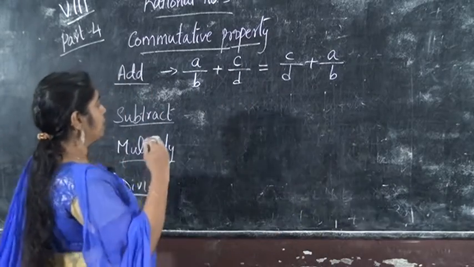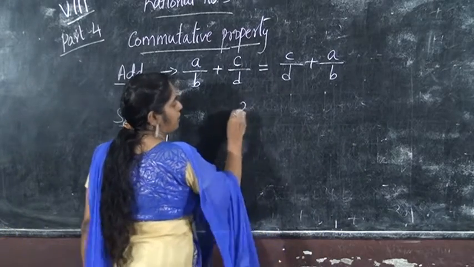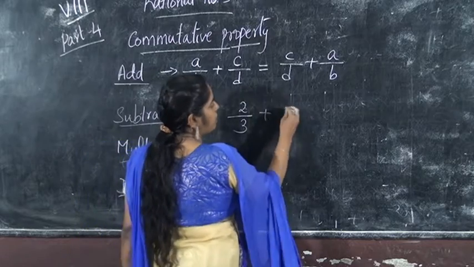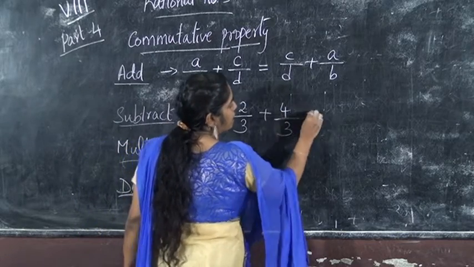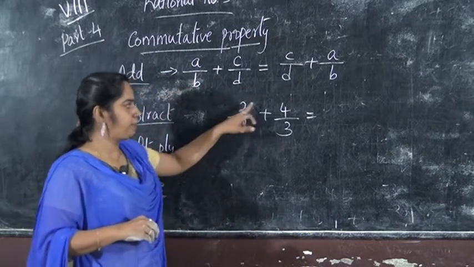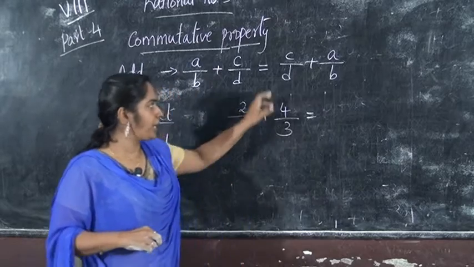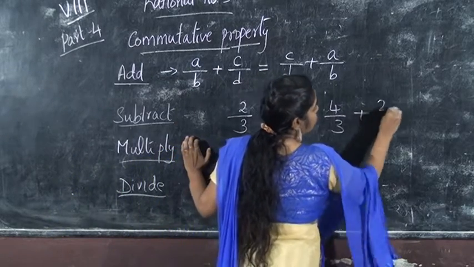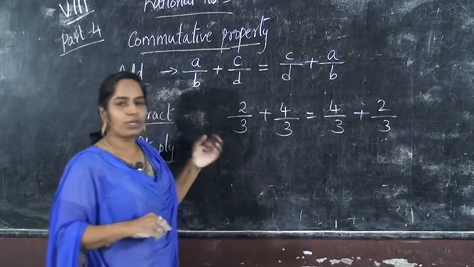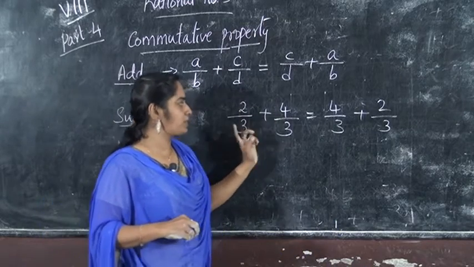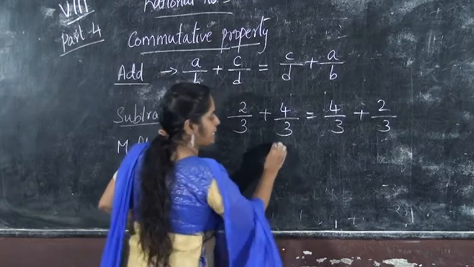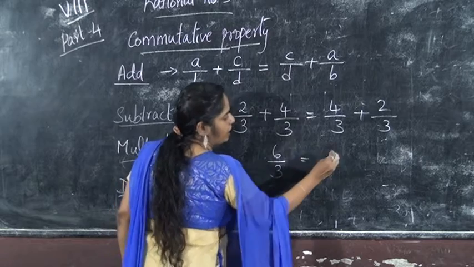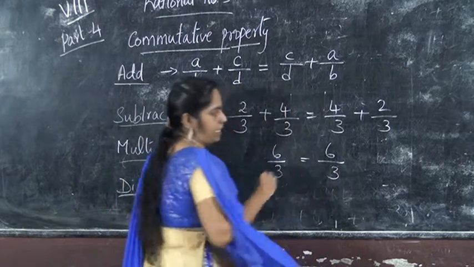So we can give different numbers. Take 2 by 3 plus 4 by 3. Then c by d plus a by b means 4 by 3 plus 2 by 3. So here you can look at 4 plus 2. What is 4 plus 2? It is 6. So 6 by 3 is equal to 6 by 3, isn't it?